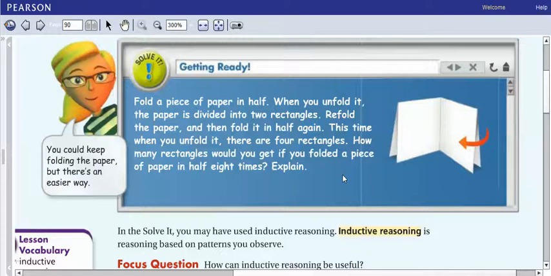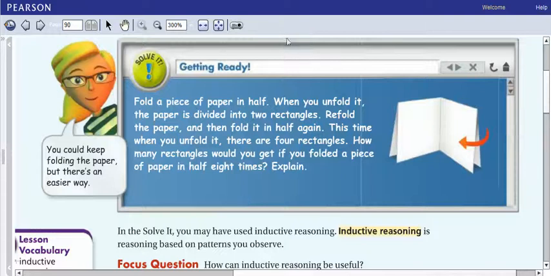And there are 8. The question is, how many rectangles will you get if you folded a piece of paper in half 8 times? This is where you're going to start using patterns. So let's look at the pattern of how many rectangles you had after each fold.